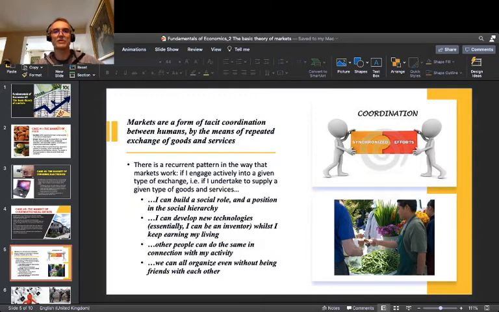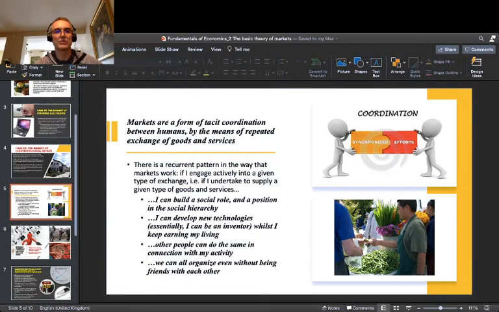So there is a recurrent pattern in the way that markets work. If I engage actively in a given type of exchange, for example, if I undertake to supply a given type of goods and services, then I can build a social role and a position in the social hierarchy without violence. I can develop new technologies, so essentially I can be an inventor whilst still earning my living. Other people can do the same in connection with my activity, and we can all organize even without being friends with each other. Sounds simplistic, but this is how markets work. They serve to coordinate human action.